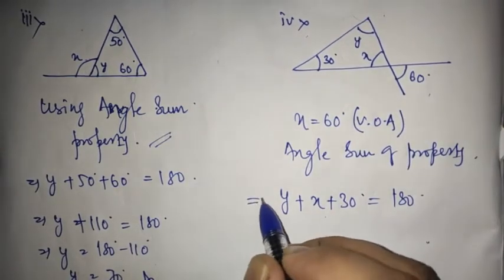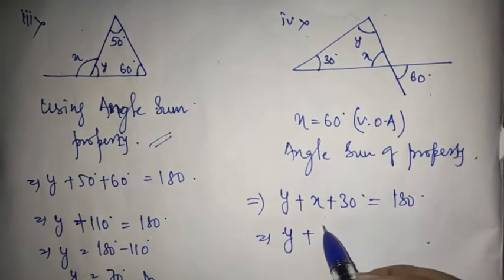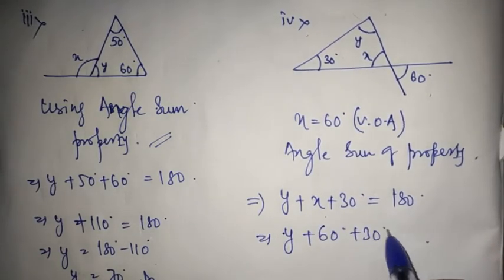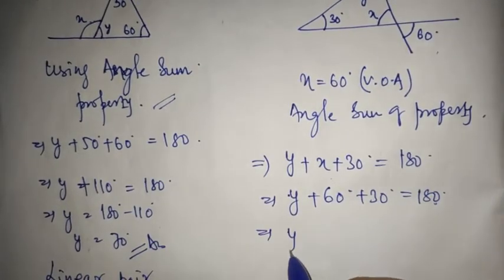This is the angle sum property. So what is the value of y? You don't know, you have to find. What is the value of x? 60 degrees. So y plus 60 degrees plus 30 degrees is equal to 180 degrees, right? Now just calculate the value.